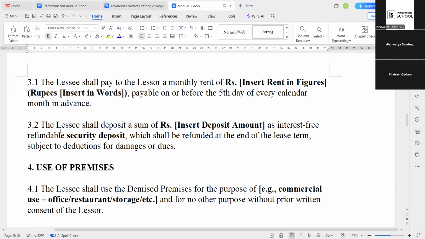Now, what I have heard is in Bombay, generally the idea is 3 months' rent. But in cities like Bangalore and all, I've heard they take around 10 months of deposit, which is absolutely wrong. Okay, you cannot take a deposit up to 10 months.